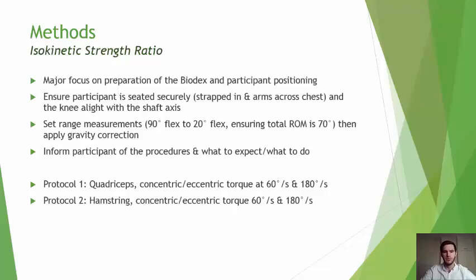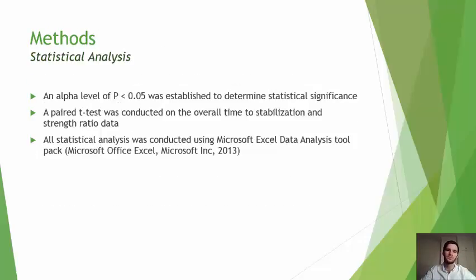Most importantly, inform the participants of the procedures and what to expect, which was broken down into Protocol 1 and Protocol 2. Protocol 1 was the quadriceps, so we did concentric and eccentric torque. That was measured at 60 degrees per second and 180 degrees per second. And then Protocol 2 was specifically the hamstrings, which is when we had concentric and eccentric torque. That was measured at 60 degrees per second and 180 degrees per second.